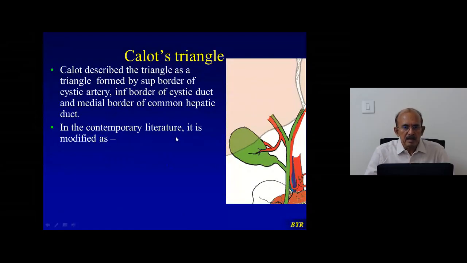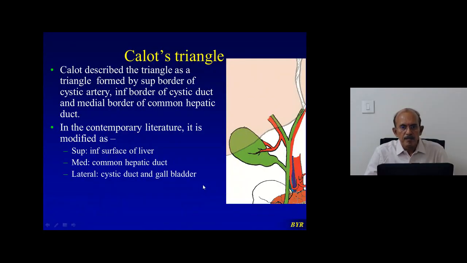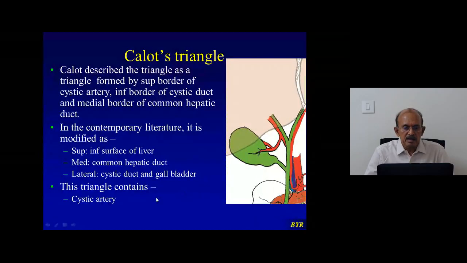In the contemporary literature, it is modified so that the superior border is the inferior surface of the liver. Medial is the common hepatic duct. Lateral is the cystic duct and gallbladder. That means this is the cystic duct, then this is the gallbladder. So the gallbladder also is part of the Calot triangle. This triangle contains the cystic artery, the right hepatic artery, and of course the lymph node of Lund. I hope this is clear to you. There is no confusion now.